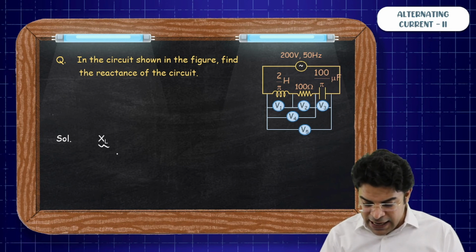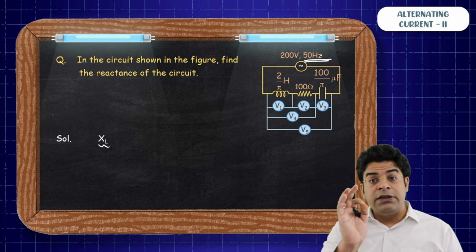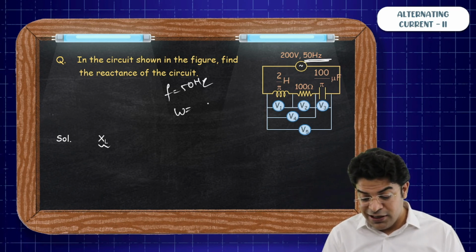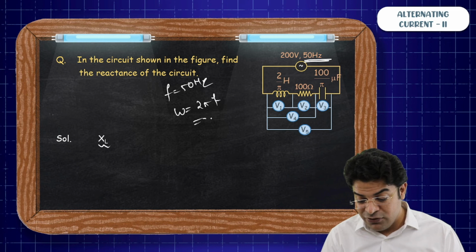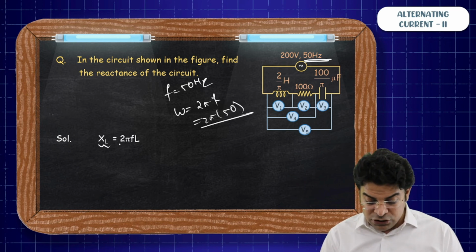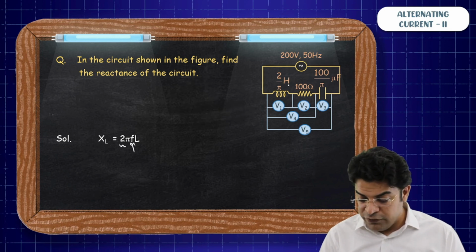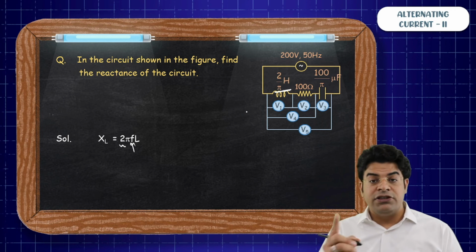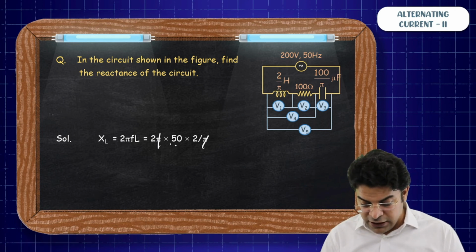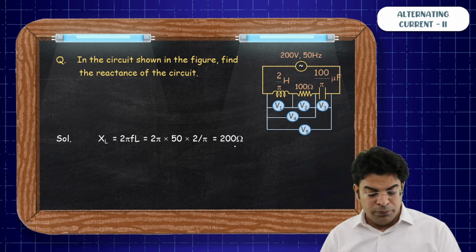XL equals omega L. Here we have a source of frequency 50 Hz. So if the frequency is 50 Hz, omega is 2 pi f, so 2 pi into 50, that is 100 pi. So XL equals 2 pi f into L, that becomes 2 pi into 50 into the inductance, which is 2 by pi. Now you can see that pi gets cancelled. So you get 50 into 2 into 2, that becomes 50 into 4, that comes out to be 200 ohm.